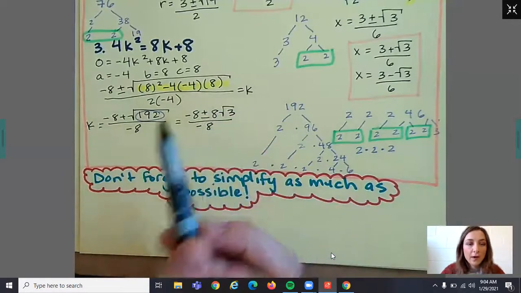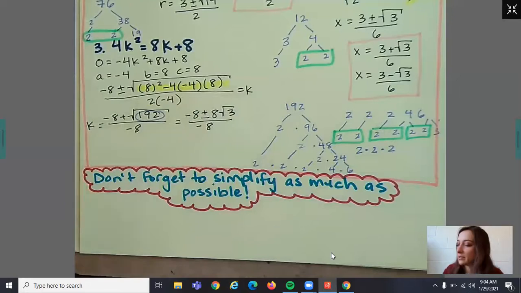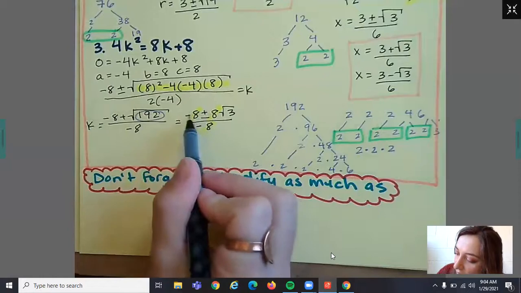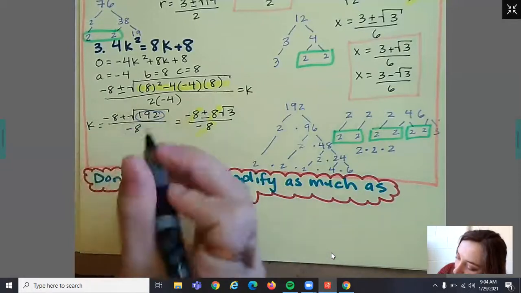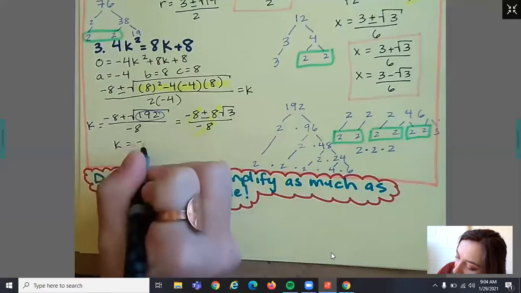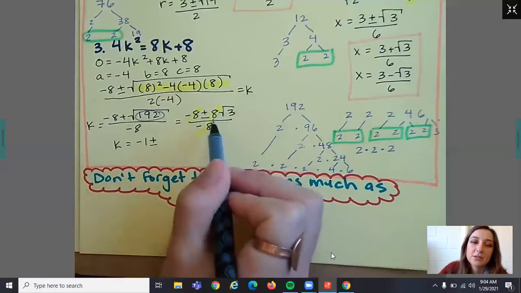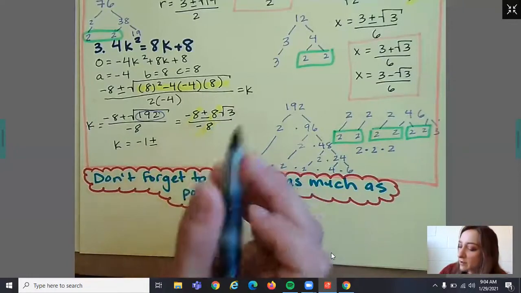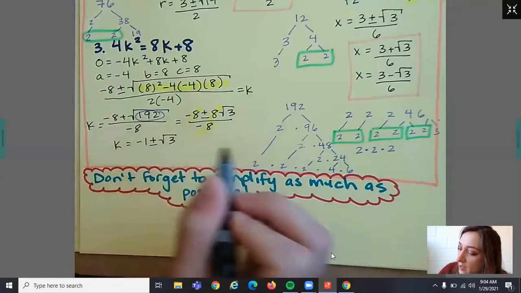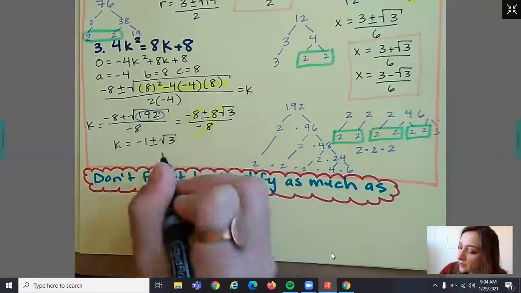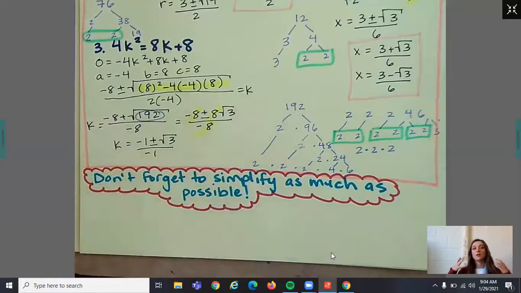Okay, so now we can reduce this because each number is divisible by something. And hopefully you can tell they're all divisible by 8. So I'm just going to divide every single one of these by 8. Negative 8 divided by 8 is negative 1. So this is going to be negative 1. 8 divided by 8 is 1, so that is just going to be 1 root 3. But anything times 1 is itself, so it's just going to be root 3. And then on the bottom, we're going to have negative 8 divided by 8, which is still negative 1. Okay. This does not look very pretty, though.